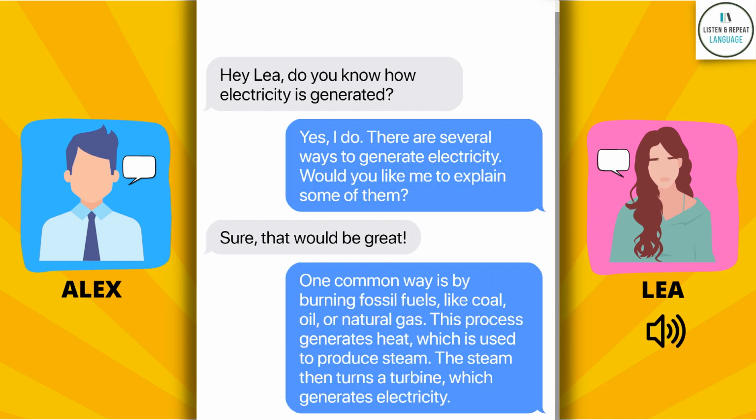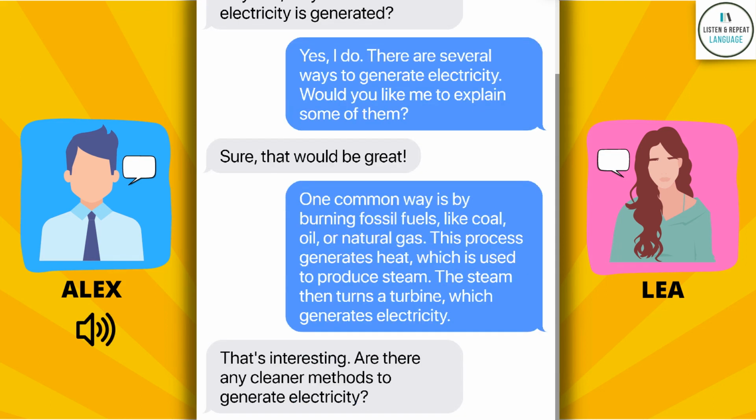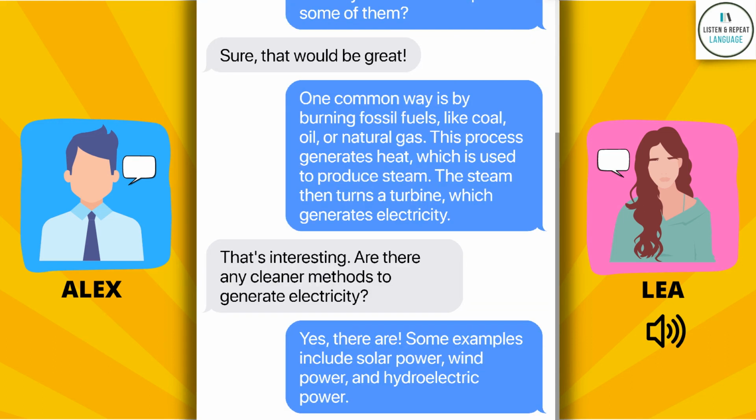One common way is by burning fossil fuels, like coal, oil, or natural gas. This process generates heat, which is used to produce steam. The steam then turns a turbine, which generates electricity. That's interesting. Are there any cleaner methods to generate electricity? Yes, there are. Some examples include solar power, wind power, and hydroelectric power.